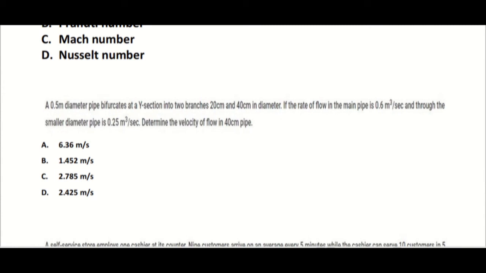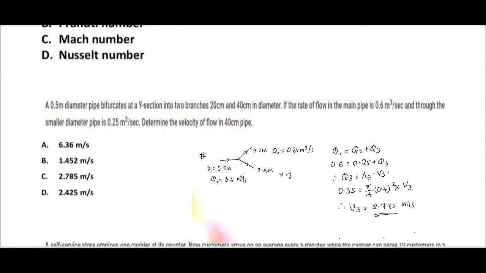A 0.5 meter diameter pipe bifurcates at a Y section into two branches of 20 cm and 40 cm diameter. The rate of flow in the main pipe is 0.6 meter cube per second, and in the smaller diameter pipe is 0.25 meter cube per second. Determine the velocity of flow in the 40 centimeter pipe. Okay. First, we need to draw the figure.